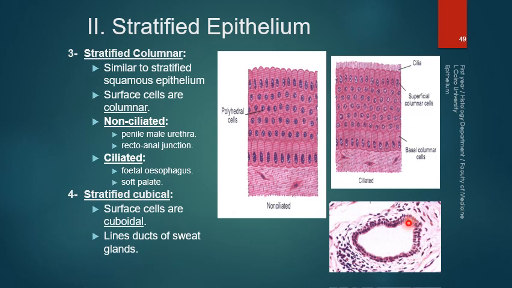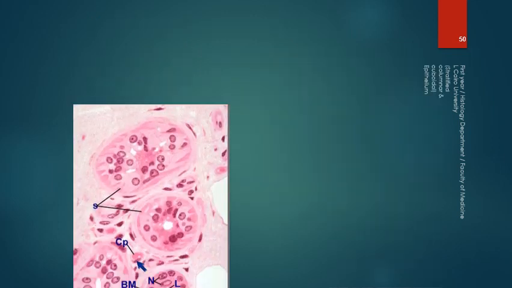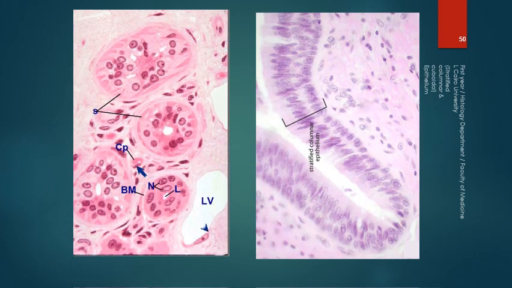Stratified cubical epithelium is formed of 2 layers of cubical cells, and this is found only in the duct of the sweat gland. Stratified cubical epithelium, 2 layers of cubical cells. This is stratified columnar epithelium. As you can see here, the most superficial cells are columnar.